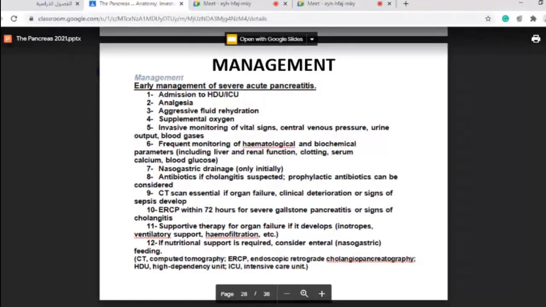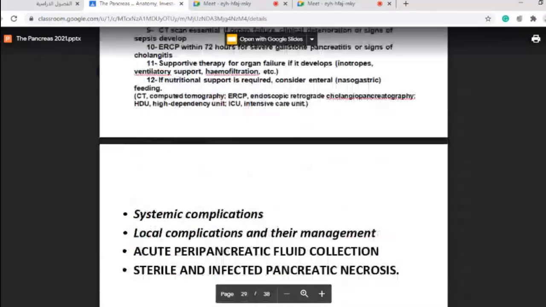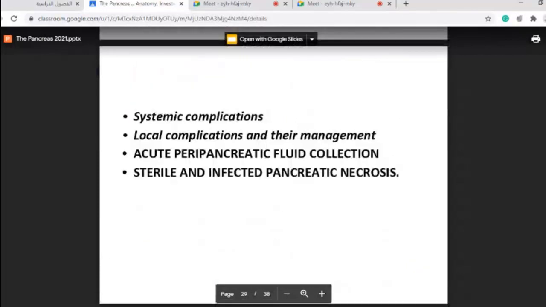Also supportive therapy for organ failure if it develops, like inotropes, ventilatory support, very important, and hemofiltration. If nutritional support is required, consider enteral nasogastric feeding. So the condition may be very severe. So there may be systemic complications and local complications. Acute pancreatitis may cause peripancreatic fluid collection and sterile and infected pancreatic necrosis.